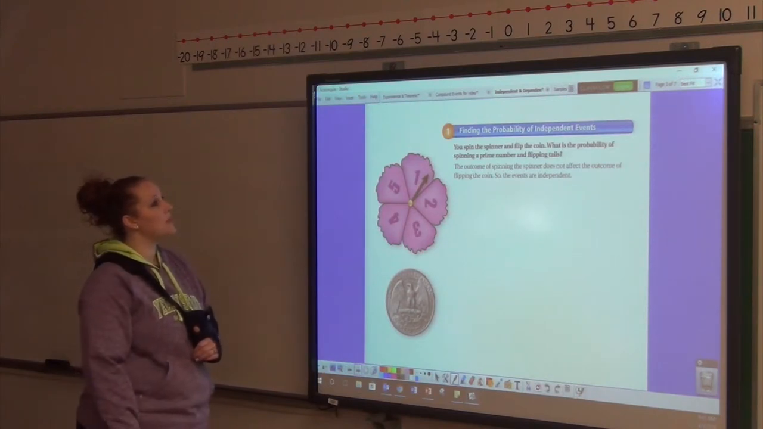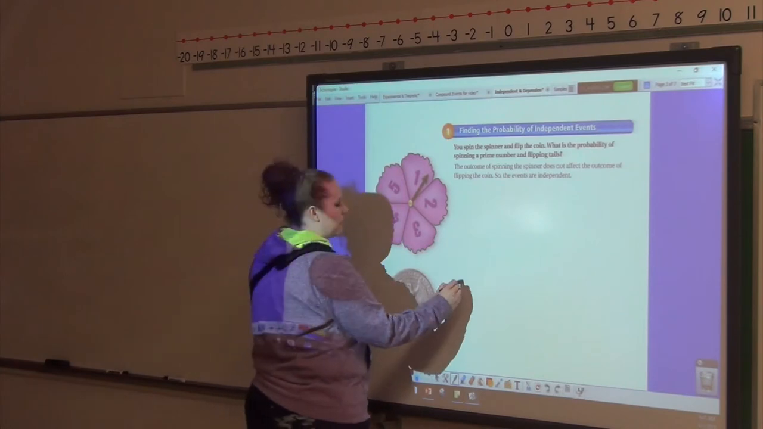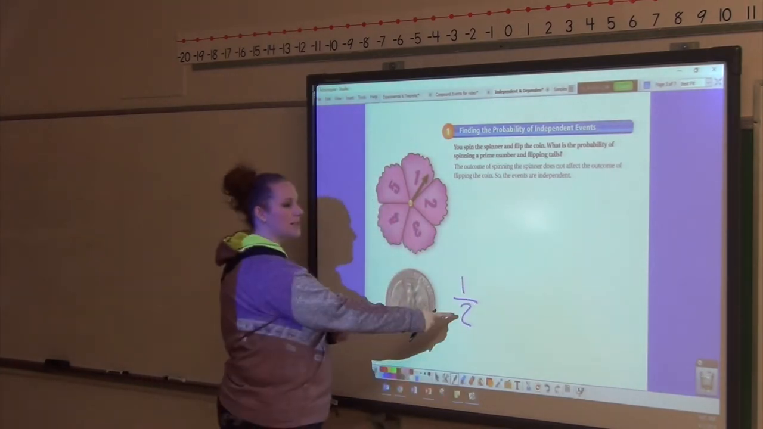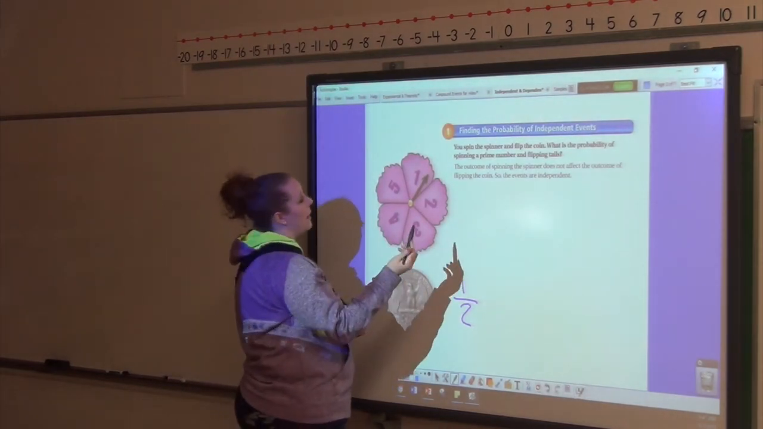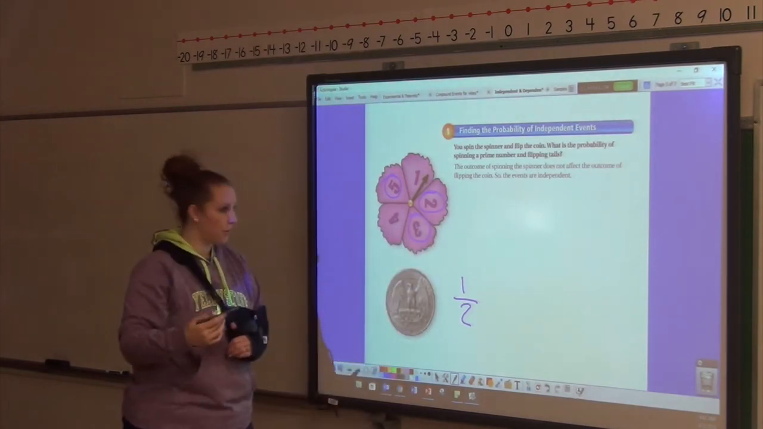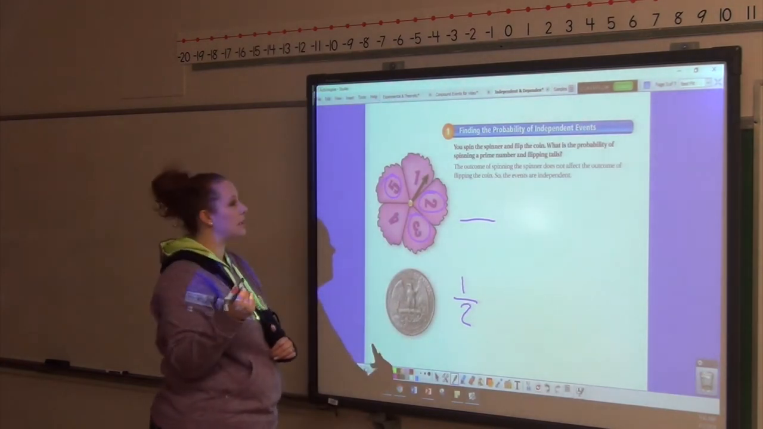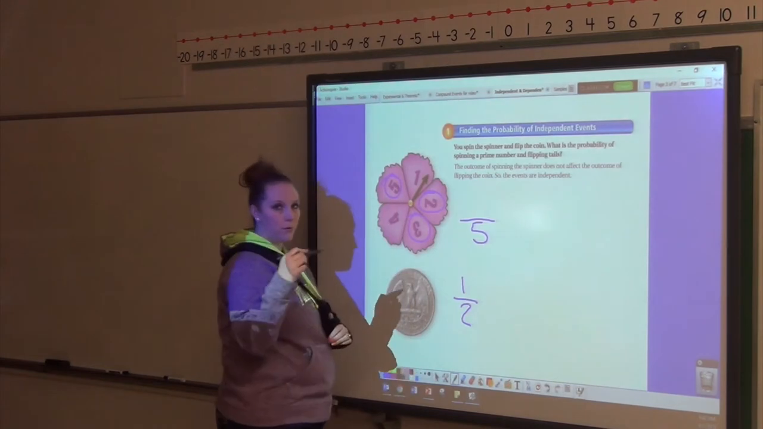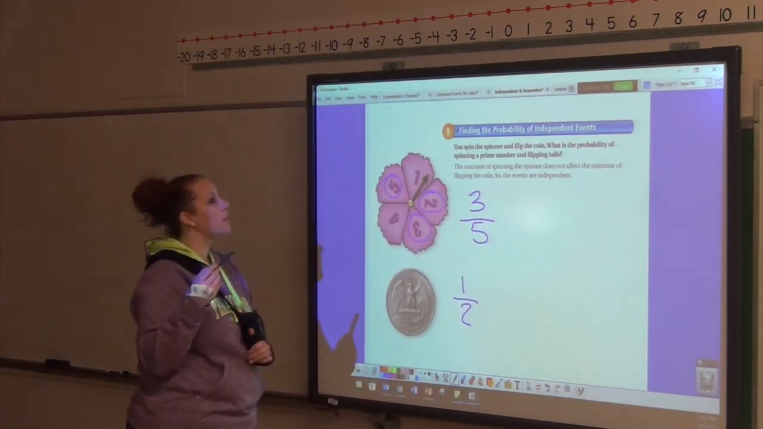What is the probability of spinning a prime number and flipping tails? So my probability of flipping tails is 1 in 2. I can either have heads or tails, so I've got two possible outcomes, and one of them is tails. Prime numbers, I've got 5 and 2 and 3. 1 is not considered a prime number, even though it can only be multiplied by itself and 1. It's not considered a prime number. So we have got 5 possible outcomes, 1, 2, 3, 4, 5, and 3 of them are a prime number.